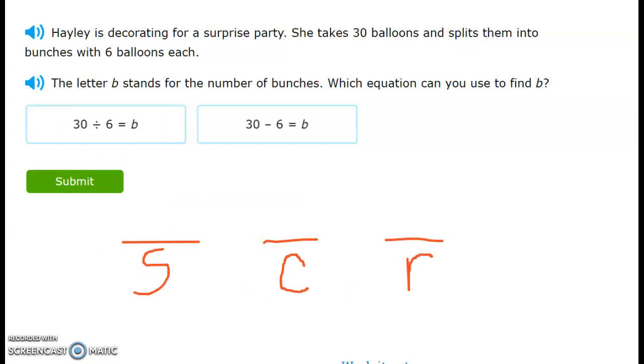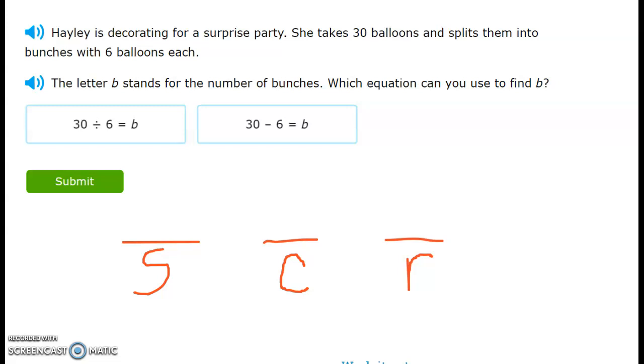All right, at Beth's birthday party, the kids get into 2 groups for a treasure hunt, and each group has 6 kids. The letter K stands for the total number of kids. Which equation can you use to find K? So we need to decide if we are adding or multiplying to find how many kids are in each group. Well, let's see here. We started with 2 groups, and each group has 6 kids, right? And we need to know the answer.